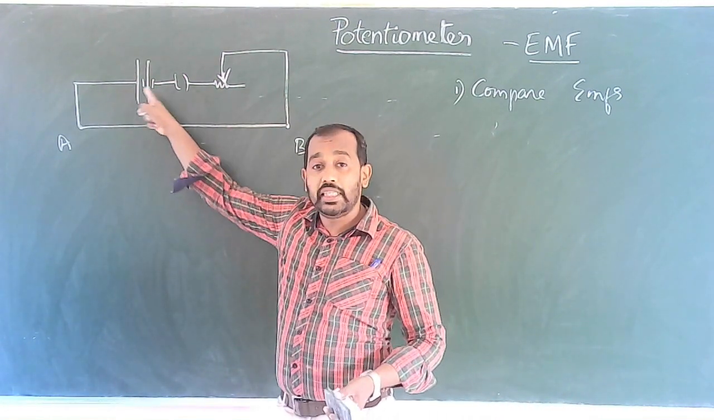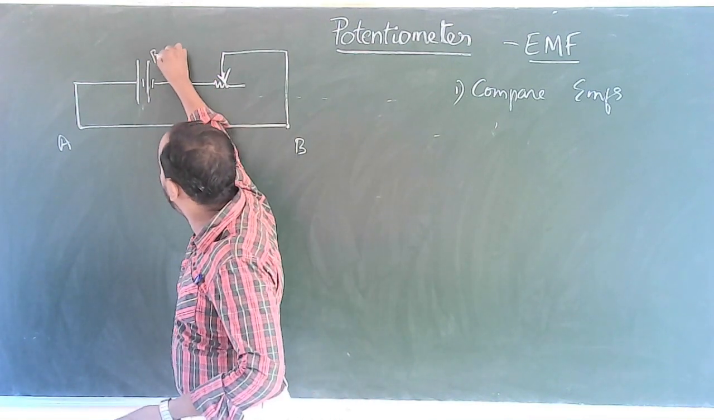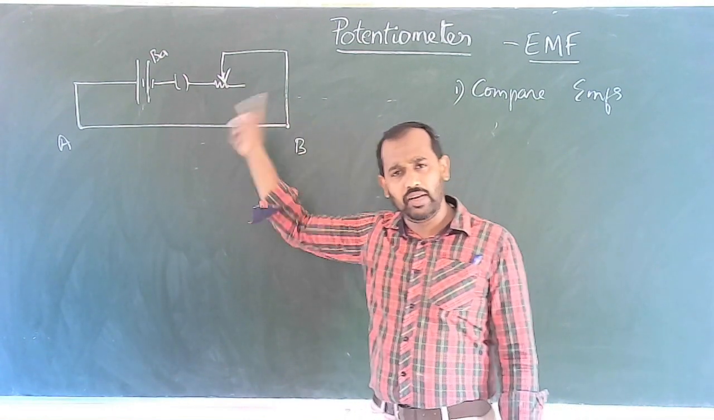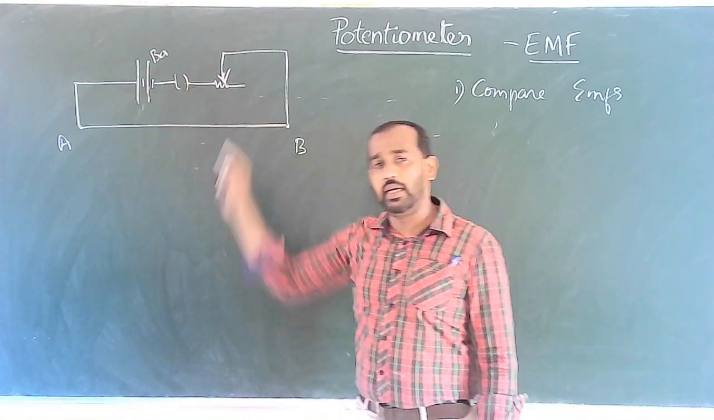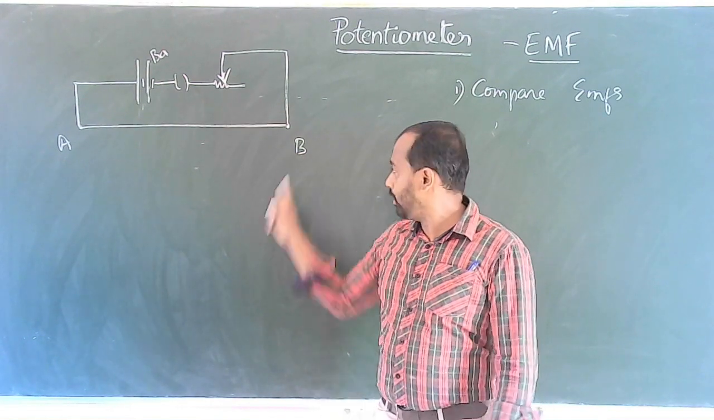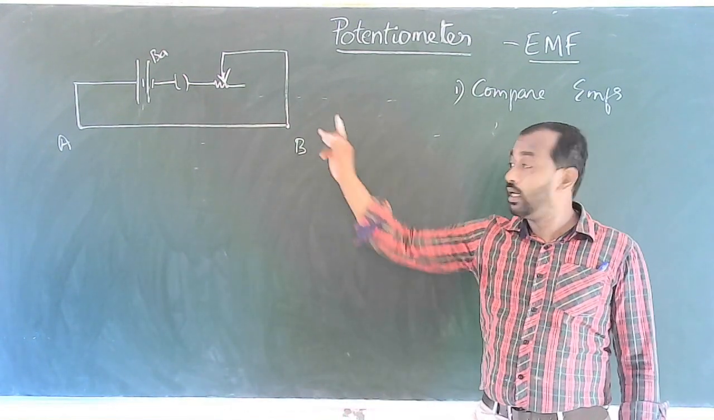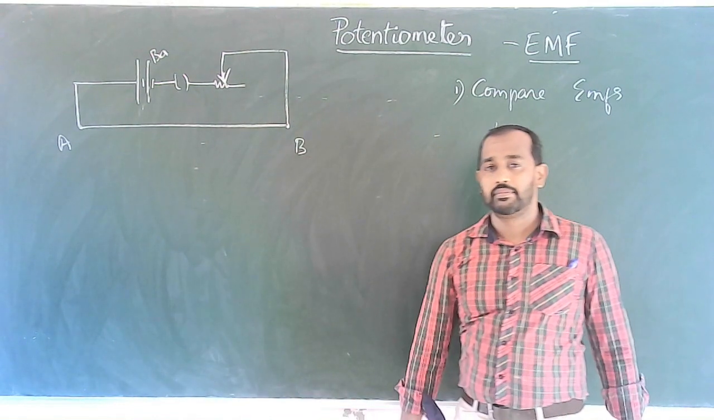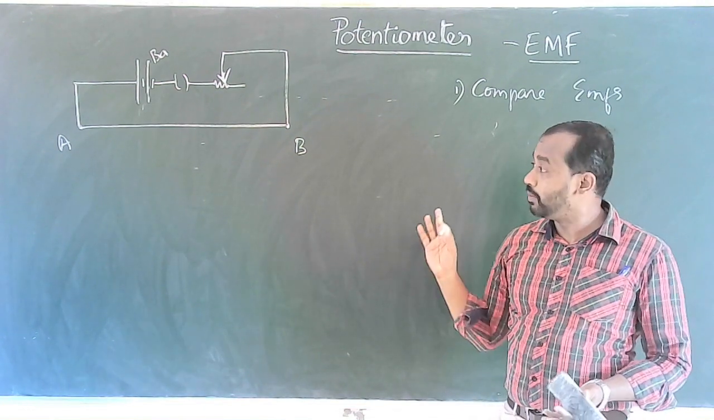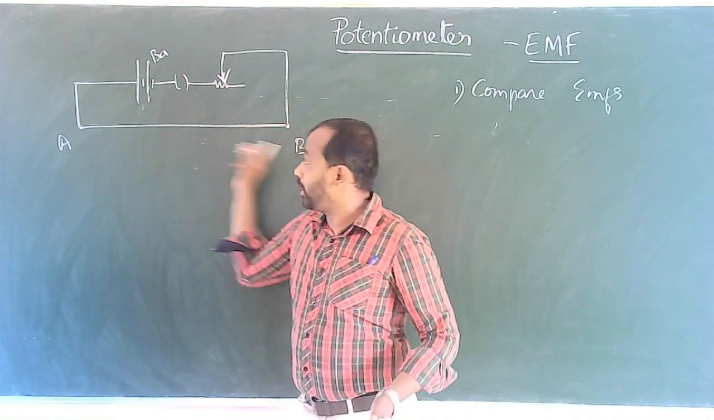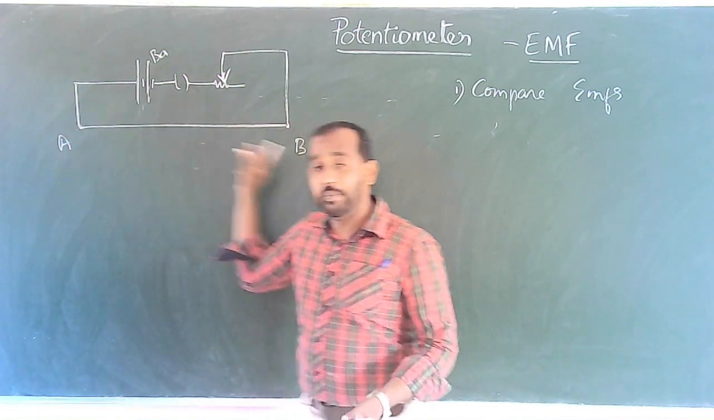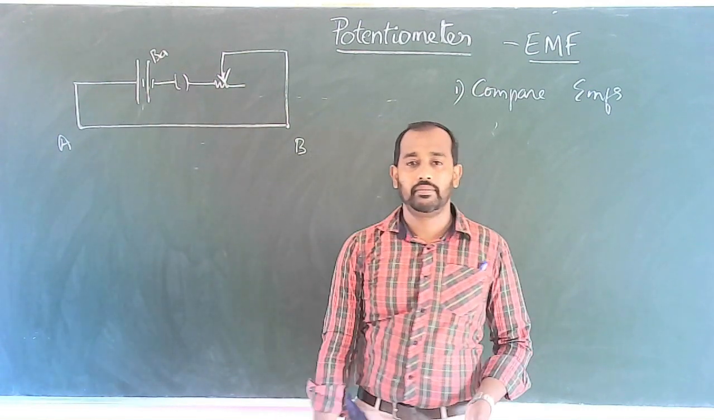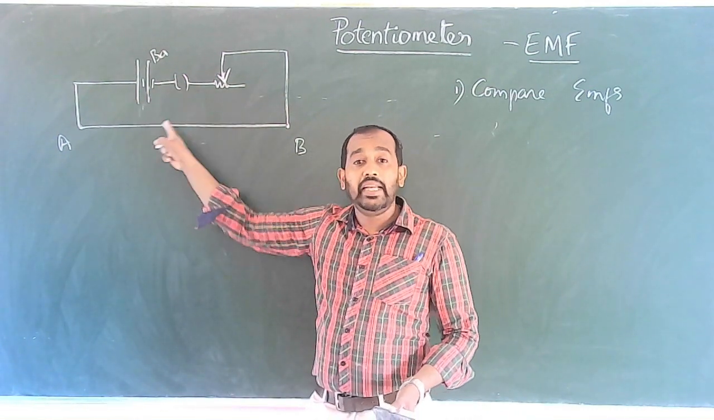Here we can see that we have drawn a circuit symbol for the battery, not a cell. It is the combination of cells here. Then it is followed by the plug key. Always, if it is the negative, it should be followed by the plug key. Then a rheostat. Then it is connected to B. So this battery will send the current through the potentiometer wire. The potential difference between A and B will be equal to the potential difference maintained by the battery. This battery sends the current.